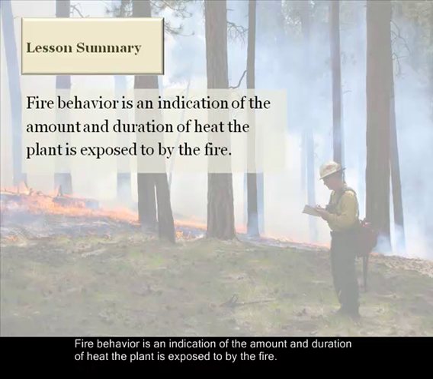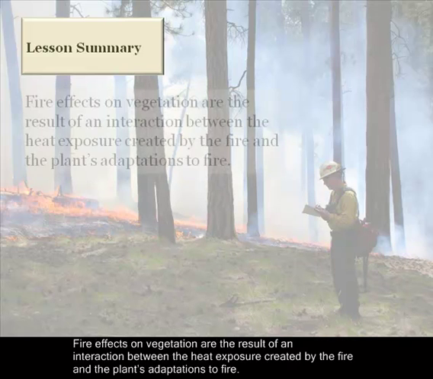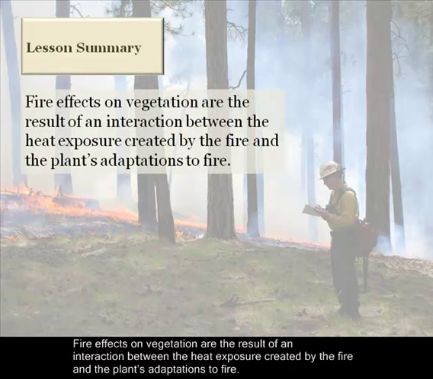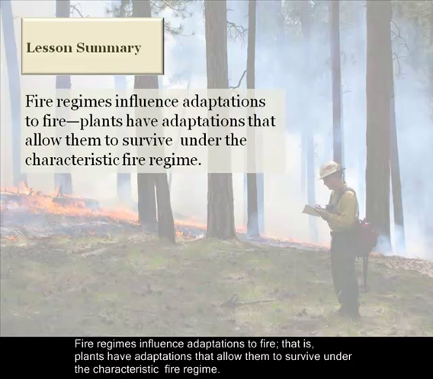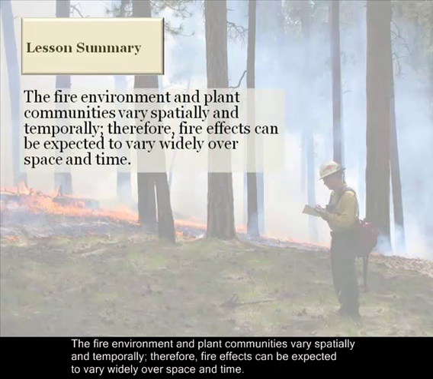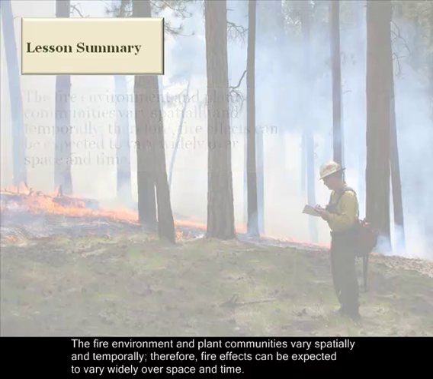In summary of Lesson 1, let's review the most important points. Fire behavior is an indication of the amount and duration of heat the plant is exposed to by the fire. Fire effects on vegetation are the result of an interaction between the heat exposure created by the fire and the plant's adaptations to fire. Fire regimes influence adaptations to fire. That is, plants have adaptations that allow them to survive under the characteristic fire regime. The fire environment and plant communities vary spatially and temporally. Therefore, fire effects can be expected to vary widely over space and time.